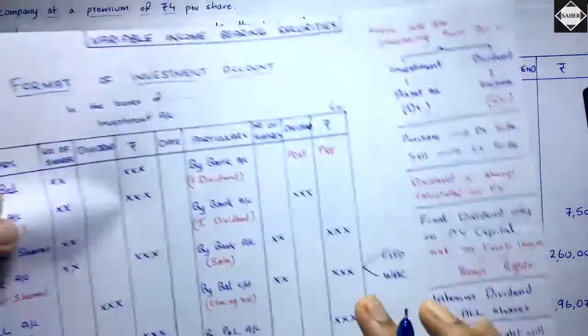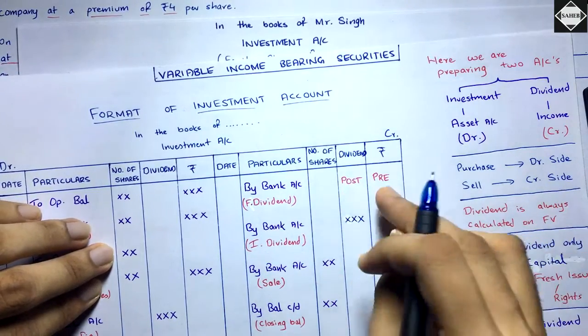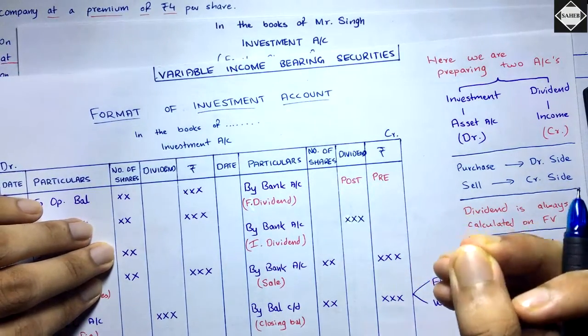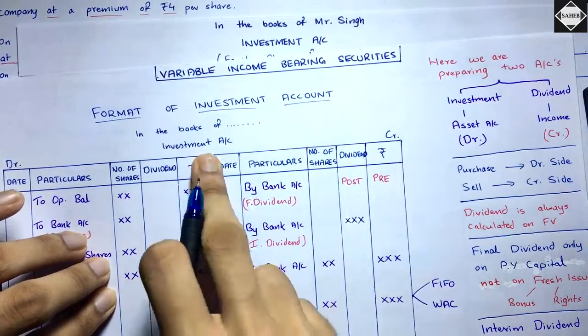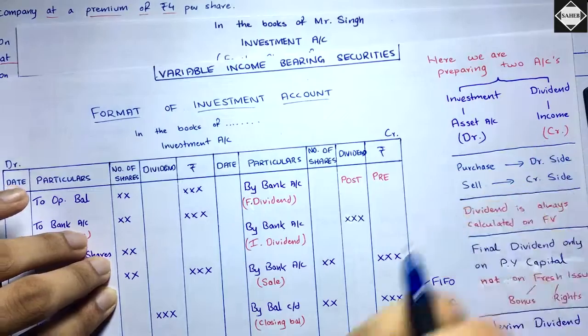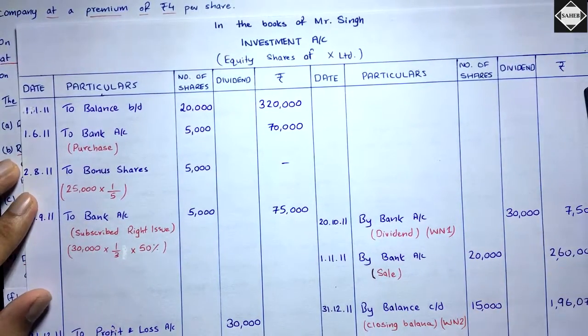So what would happen to post? Post would go to dividend column because it's treated as simple income, and pre is treated as a capital receipt, so it is deducted from cost of investment, yeah? Investment account, on the credit side, investment will be credited, it will be decreased. Is that clear? It will be deducted from cost of investment.